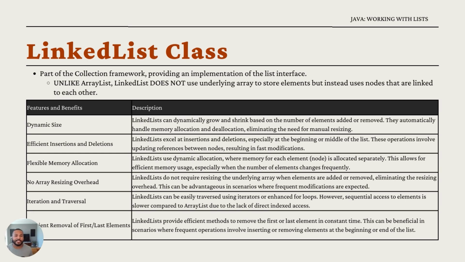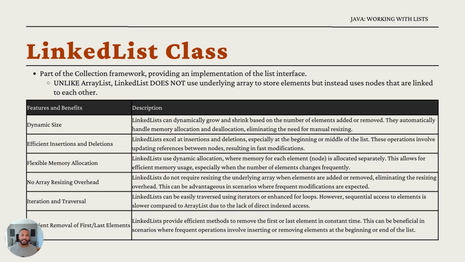The third feature is flexible memory allocation. Linked lists use memory more flexibly than array lists do, and that's because each element in a linked list is represented by a separate node, which contains both the data and a reference to the next and or previous node. This flexible memory allocation allows linked lists to store elements non-contiguously, reducing memory wastage and enhancing efficiency.